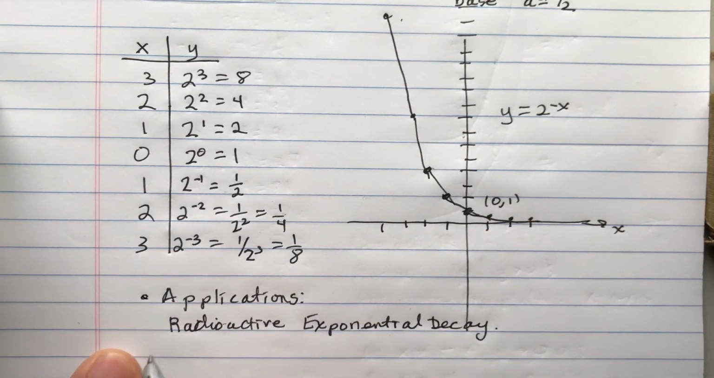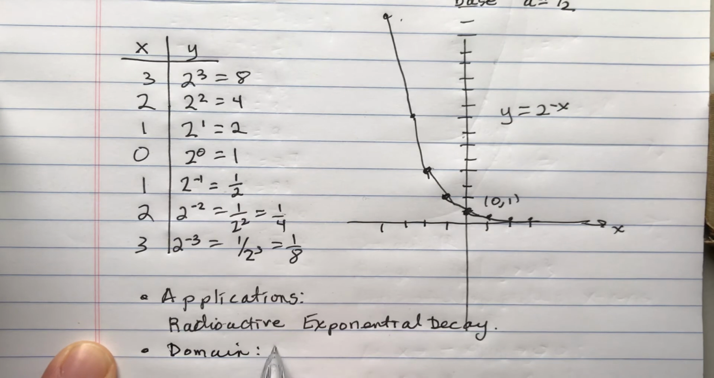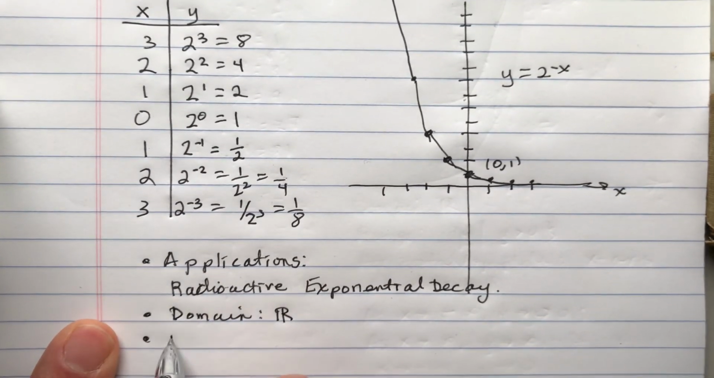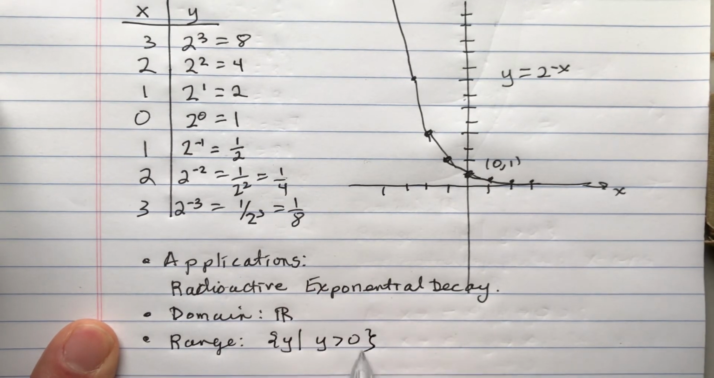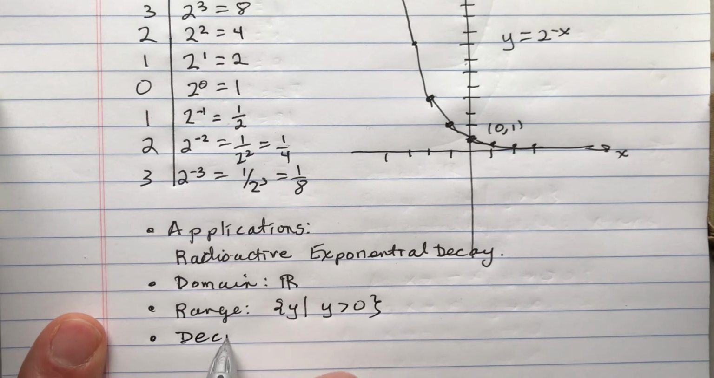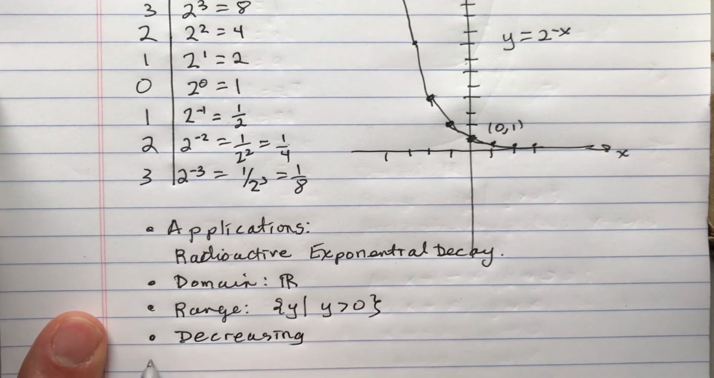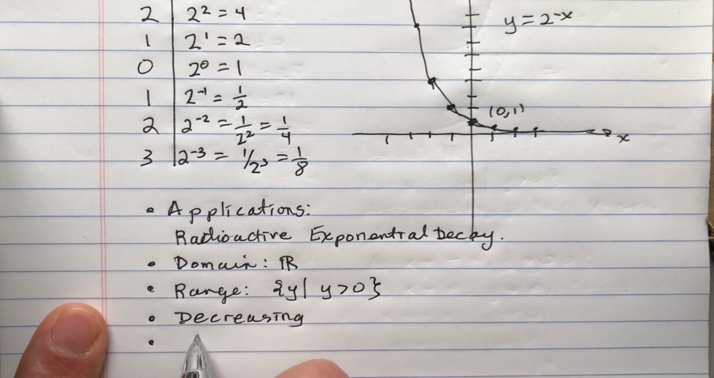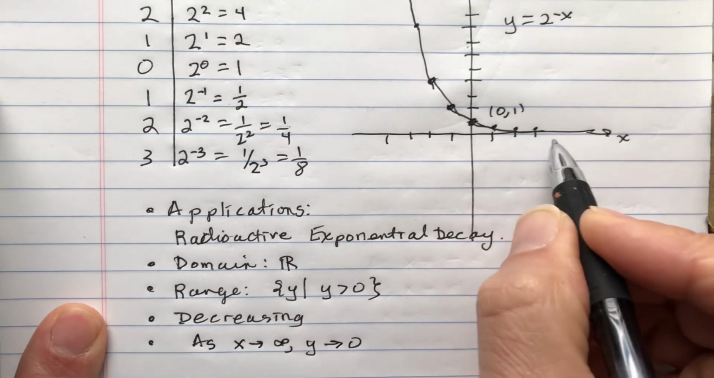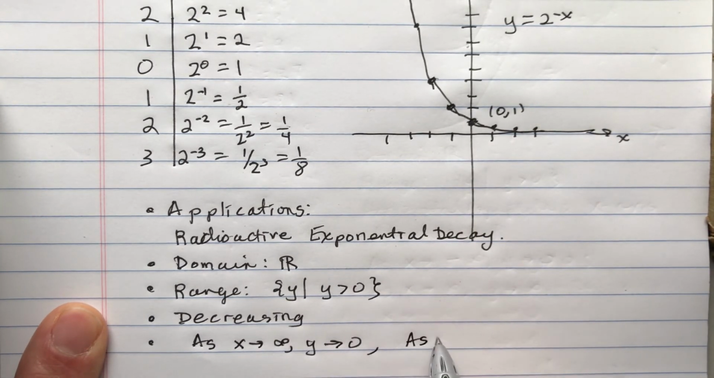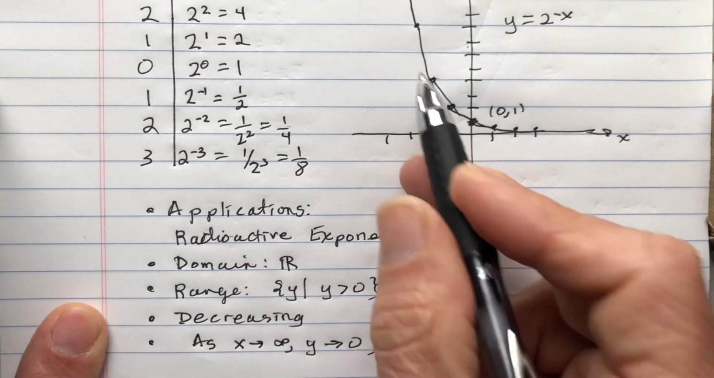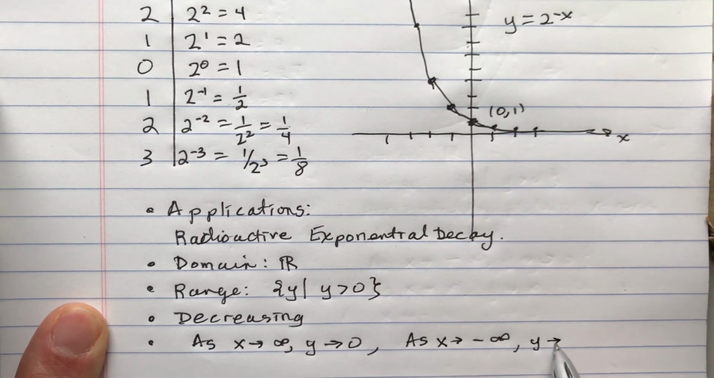So that's an application. The domain is R. The range is all y such that y is greater than 0. It's decreasing, and as x goes to infinity, we see that y goes to 0. As x goes to negative infinity, which means x is going to the left, we see that y goes to infinity. And this has a horizontal asymptote.